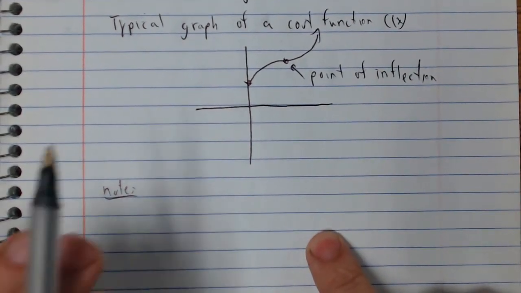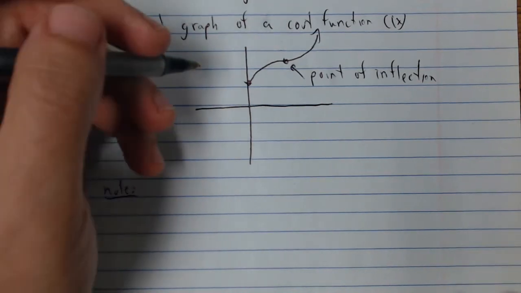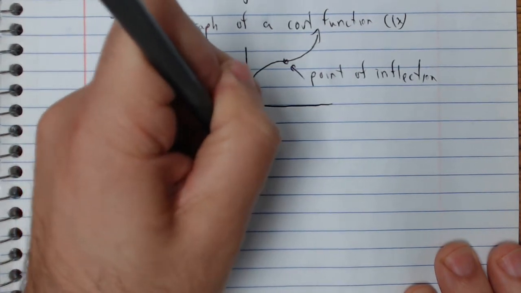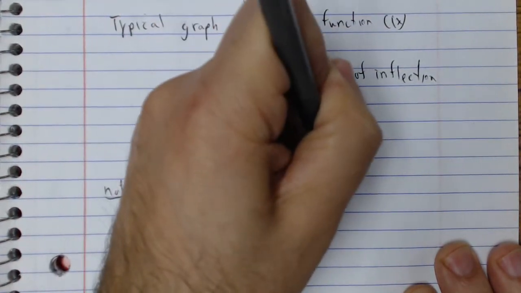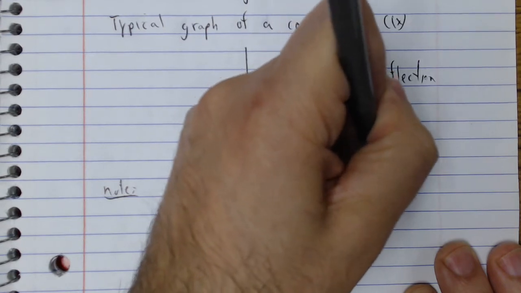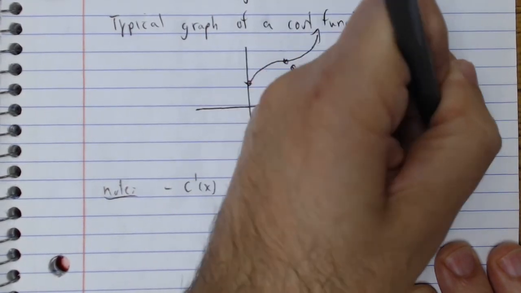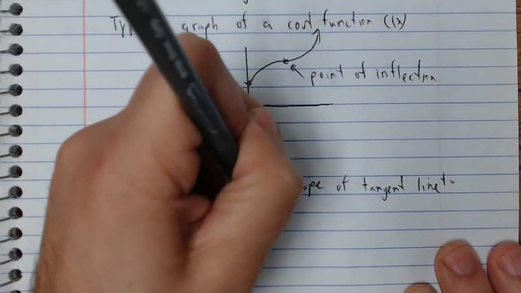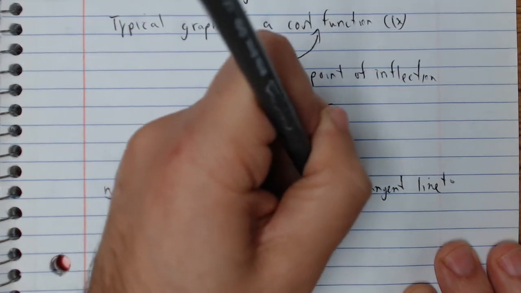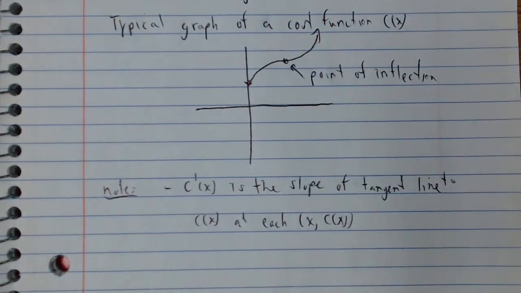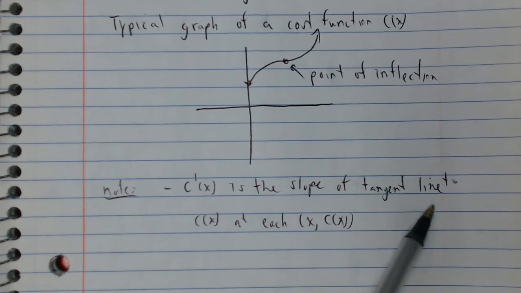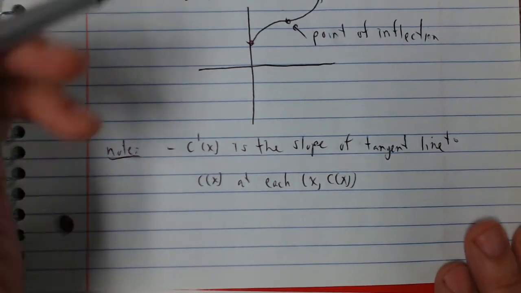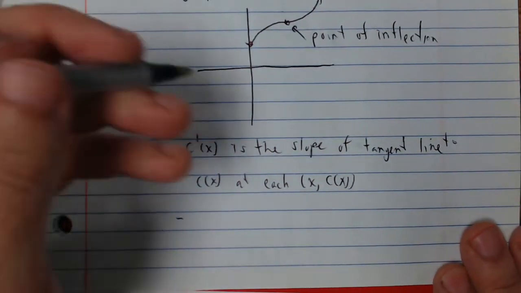So the first comment is that, of course, we know that C prime of x is the slope of the tangent line to C of x at each point x comma C of x. So this is nothing new to us. When you find the marginal cost, you're finding the slope of the tangent to this curve at each x value.